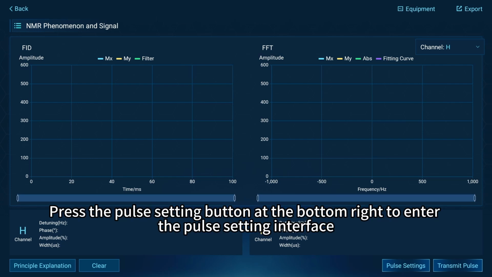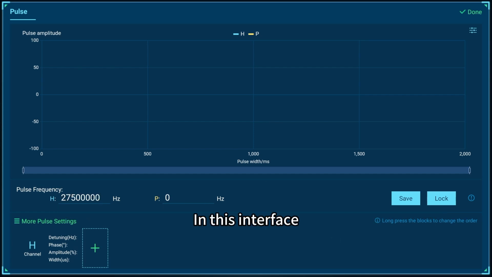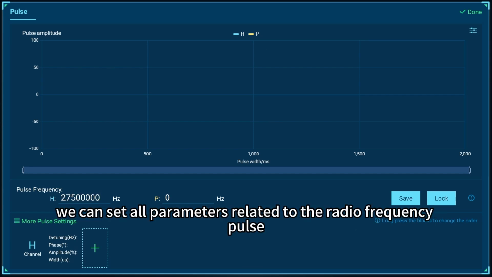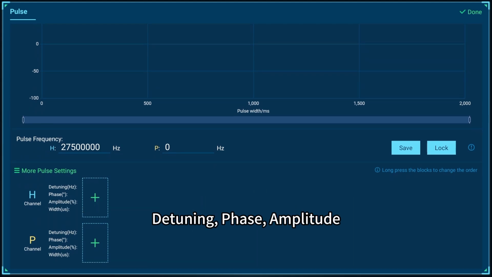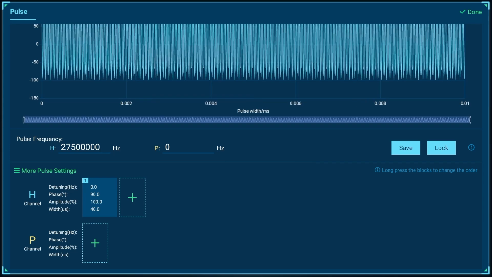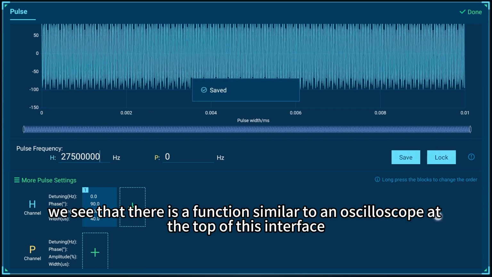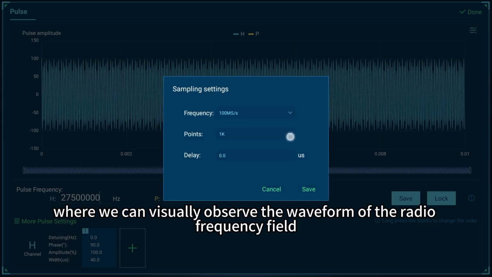Press the Pulse Setting button at the bottom right to enter the Pulse Setting interface. In this interface, we can set all parameters related to the radio frequency pulse, such as radio frequency, detuning, phase, amplitude, pulse width, etc. Meanwhile, we see that there is a function similar to an oscilloscope at the top of this interface, where we can visually observe the waveform of the radio frequency field.